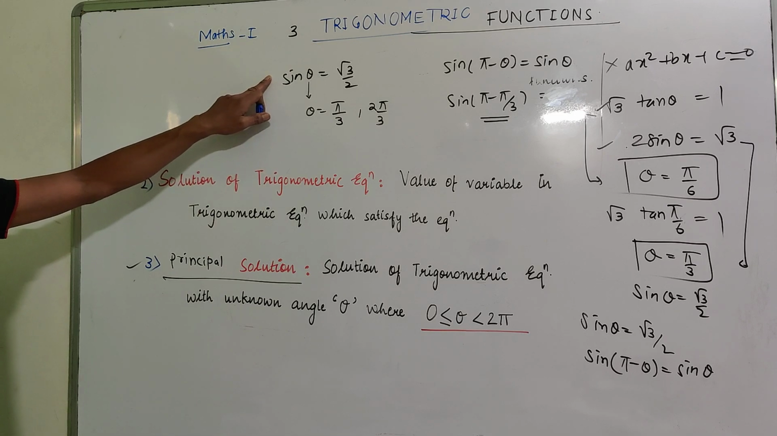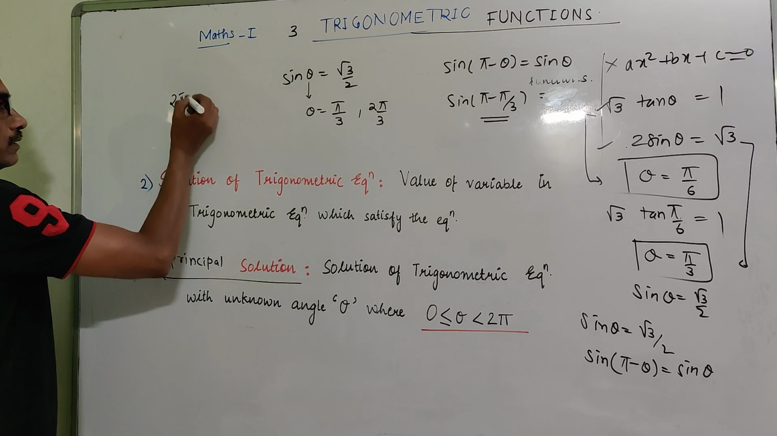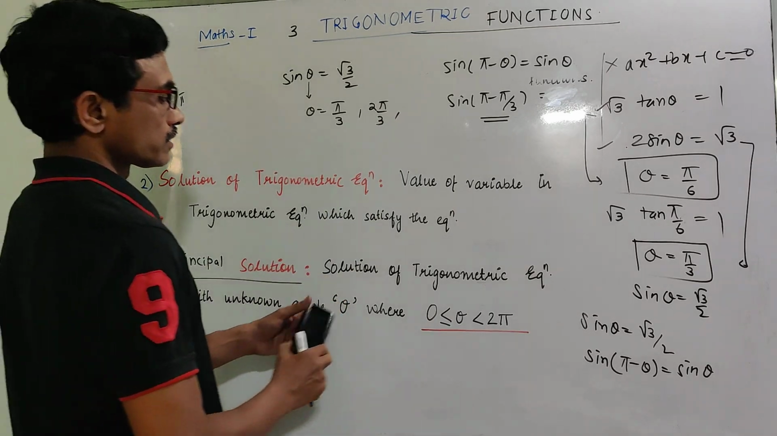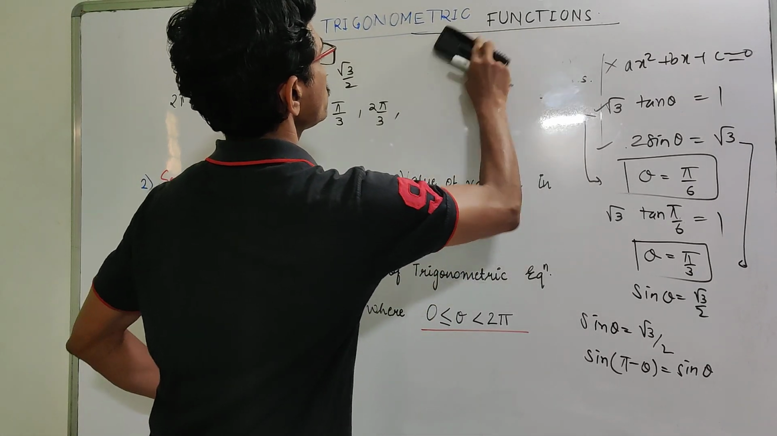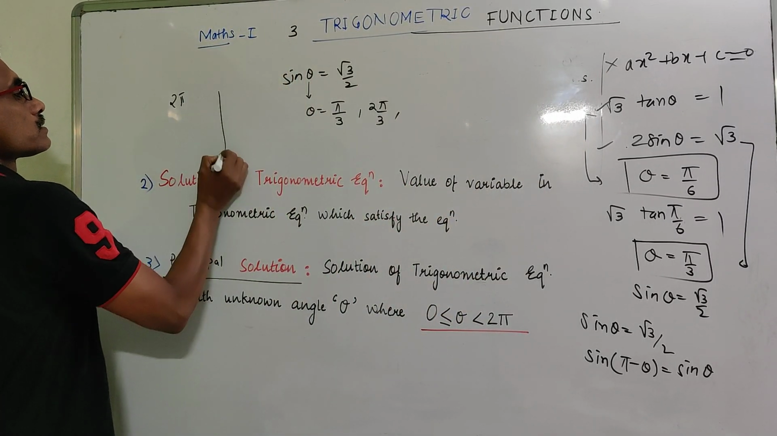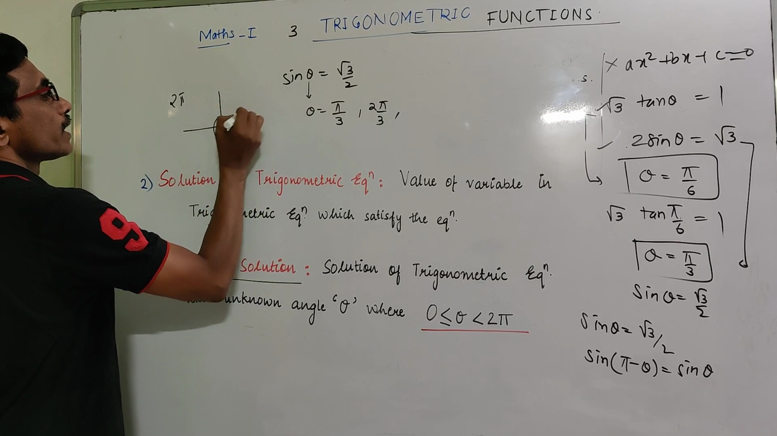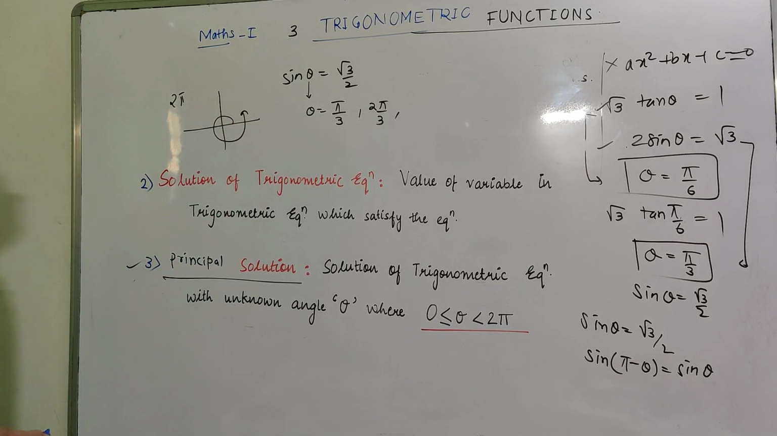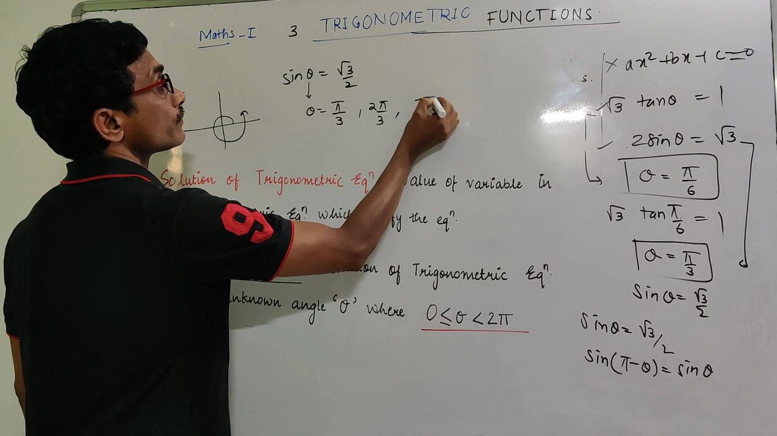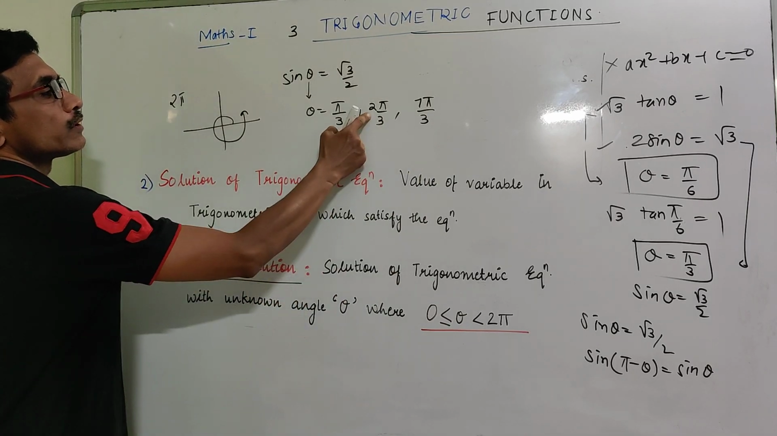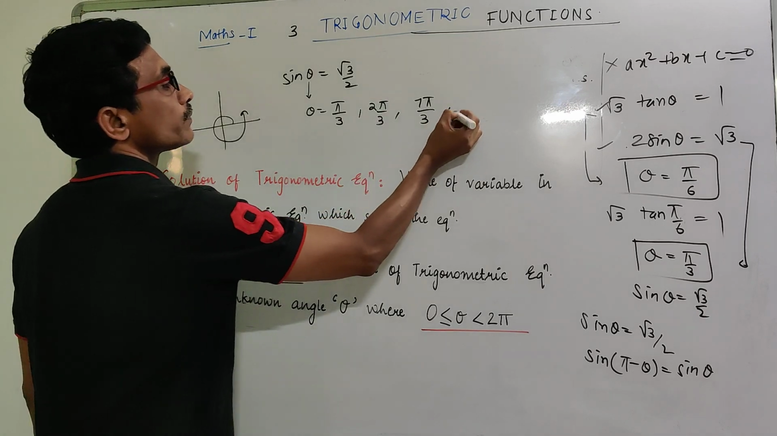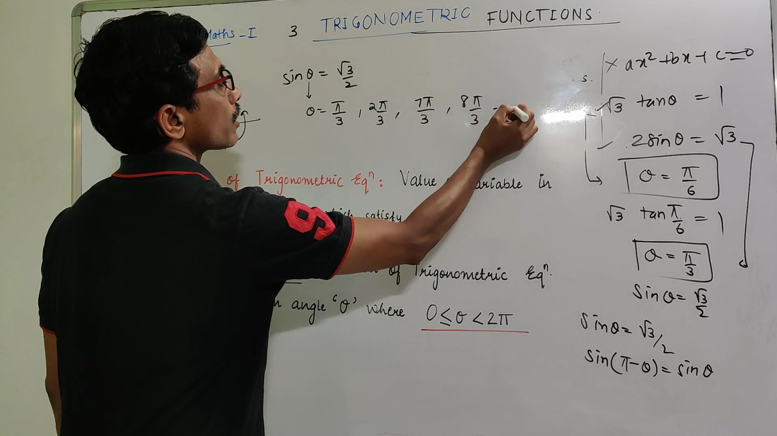It is periodic. If we add 2 pi period here, we can get other solutions. So if we add 2 pi, because it is periodic, again we are getting the same value. So if we add 2 pi, it will be 7 pi by 3. Here if we add 2 pi, that will be 6 pi, that is 8 pi by 3, etc.